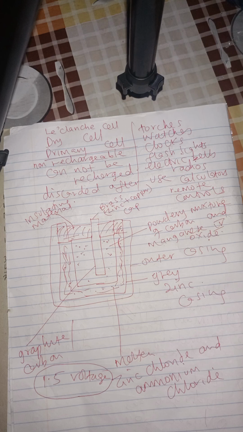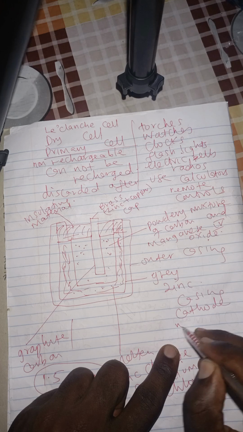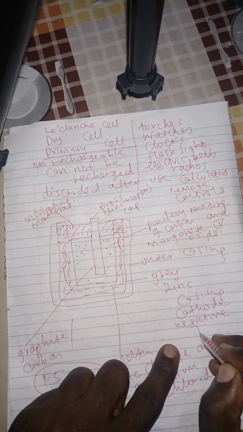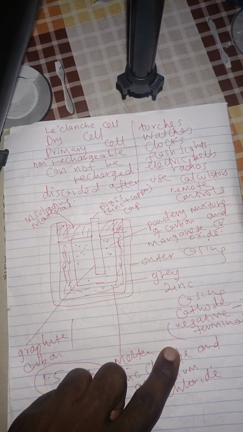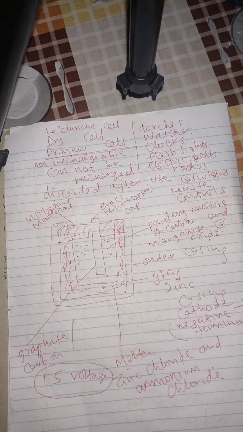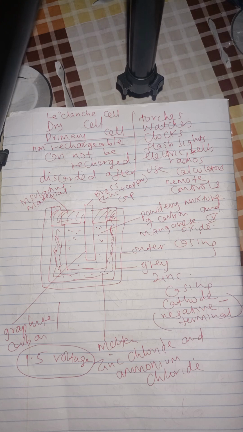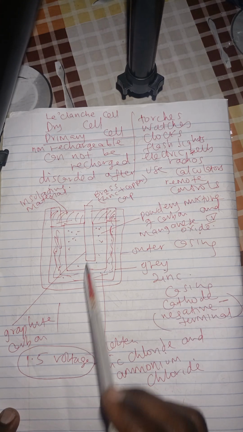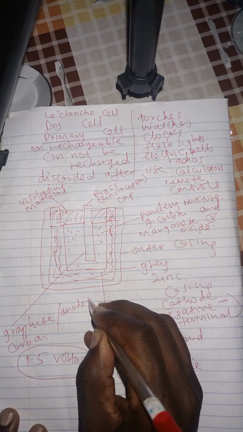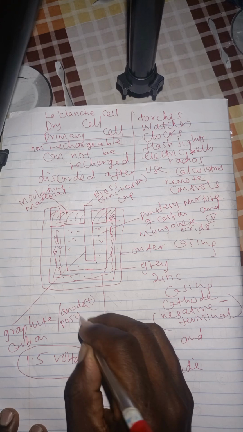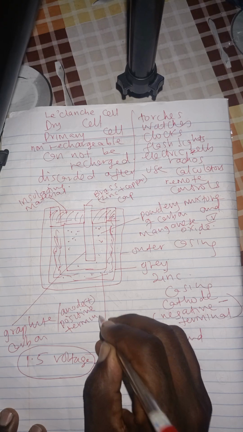The gray zinc casing will act as our cathode or negative terminal of this cell. So it serves as our cathode or negative terminal of the cell. And this graphite or carbon will serve as our anode or positive terminal of our cell. So the graphite or carbon serves as our positive terminal or the anode.